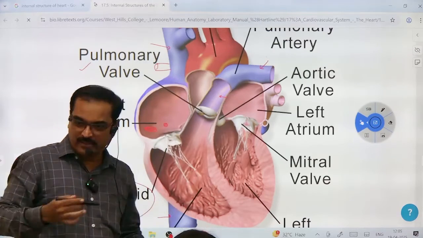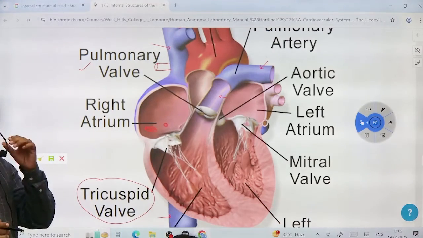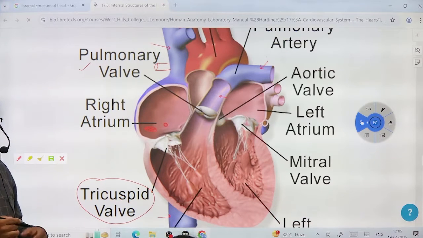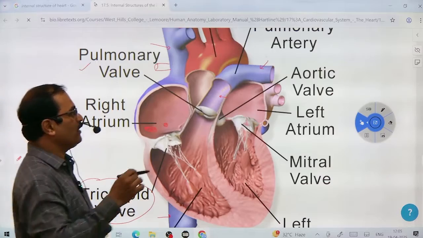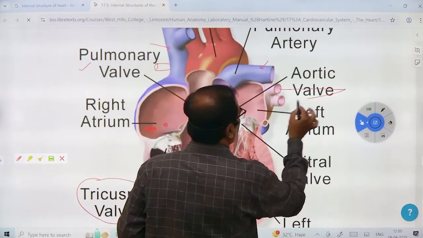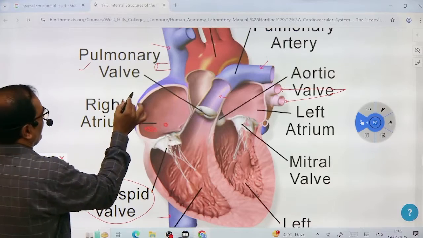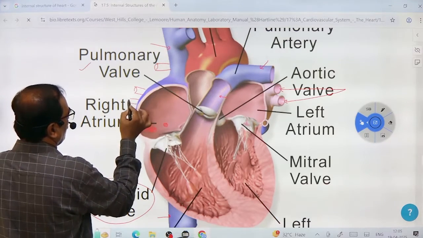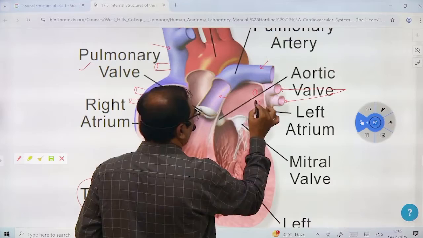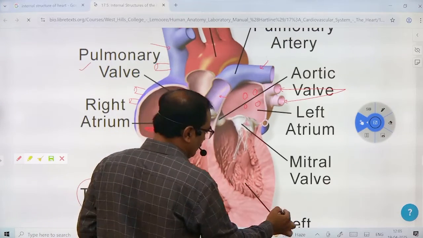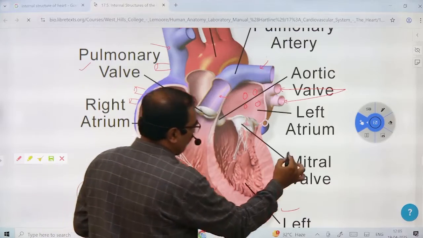What is the function of these pulmonary arteries? They carry blood towards lungs. And what happens in lungs? Blood becomes oxygenated. That oxygenated blood is collected by what is this? Pulmonary veins. How many pulmonary veins? 4. And finally they open in left atrium.